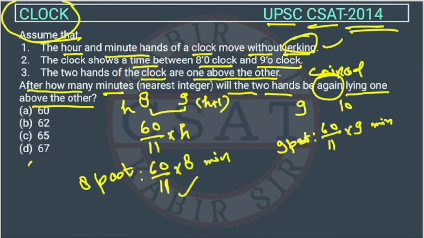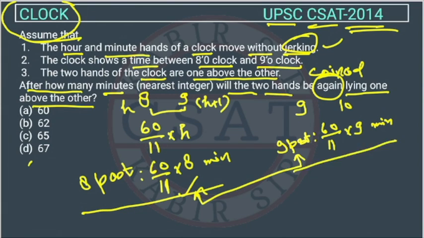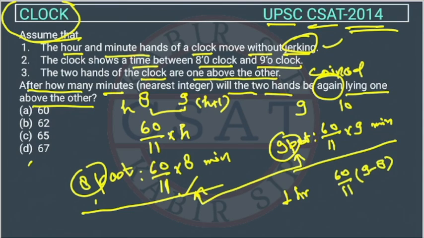So now the question is asking what's the difference between these two, right? Because the question is saying after how many minutes, ये इतने बजे मिले 8 बज के कुछ मिनट में, उसके बाद अगेन ये कब मिलेंगे? ये इतने बजे मिले, right? So we will deduct this timing from this timing, right? So this is an hour, 9 hour or 8 hour. So this will be 1 hour here and we will minus this, right? So this will become 60 upon 11 and 9 minus 8, right?